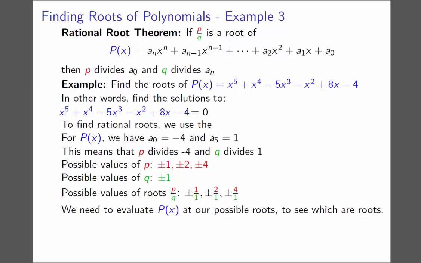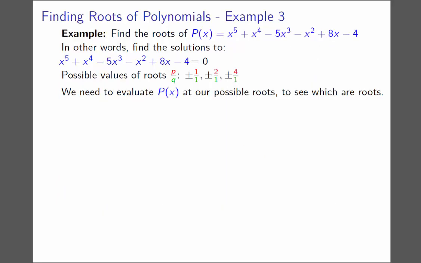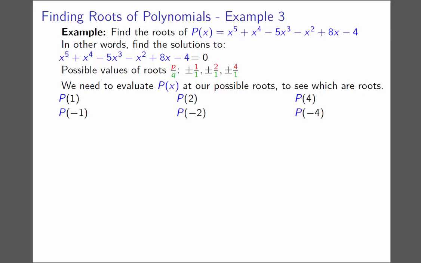And remember, we need to evaluate our polynomial p of x at these possible roots and see which ones actually are roots. In particular, we need to find what p of 1, p of negative 1, p of 2, p of negative 2, p of 4, and p of negative 4 are.